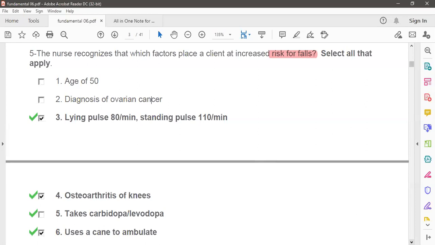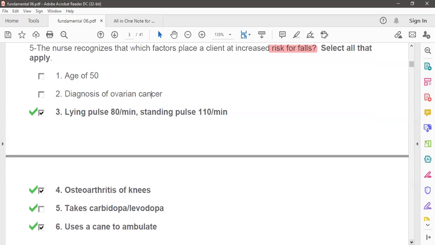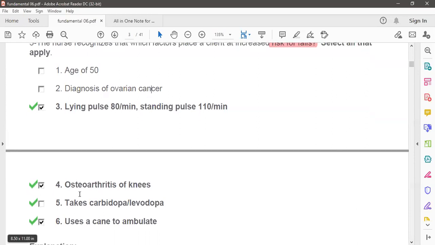Number 4, osteoarthritis of the knee joint. Inflammation in the knee joint causes restriction of movement of the knee, so there is a chance of falling.